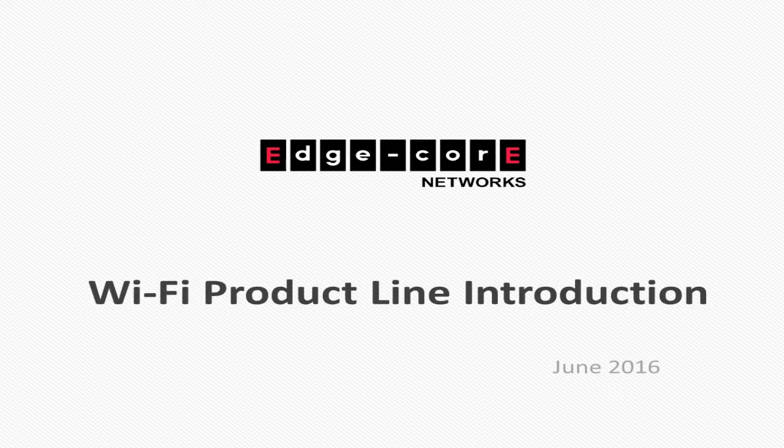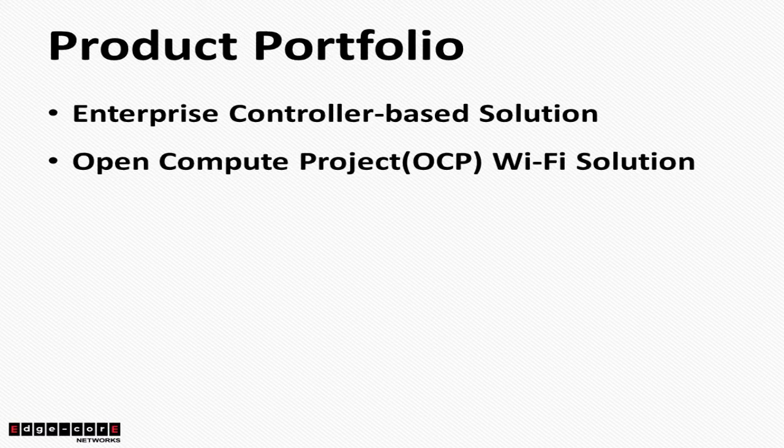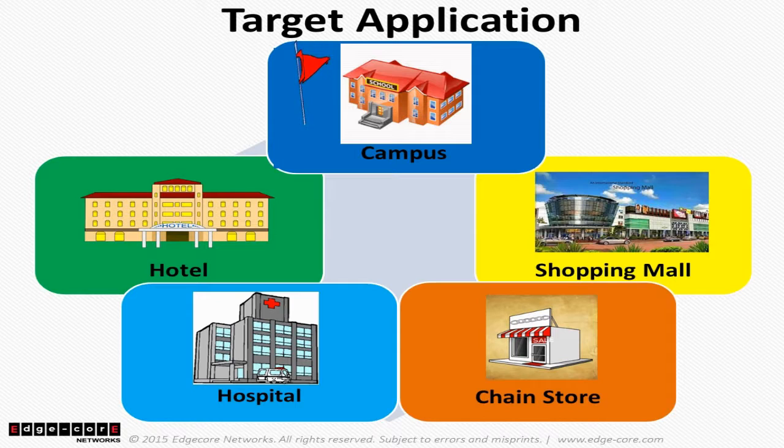Today I will introduce our Max production products and the solution to you. For the Edgecore, we have two different solutions. One is the enterprise controller based solution. The other is the Open Compute Project OCP Wi-Fi solution. Our target application is a large campus, hotel, shopping mall, hospital, and chain stores.